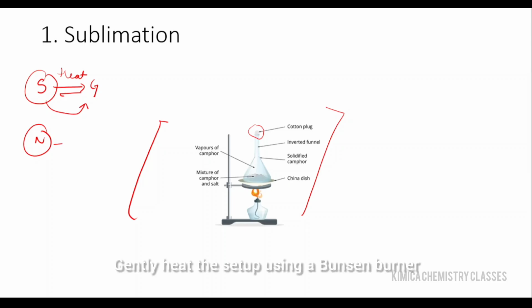Gently heat the setup using a Bunsen burner. As the camphor is heated, it sublimes and its vapors rise inside the funnel. Upon cooling, the vapors solidify and deposit as crystals on the inner wall of the funnel, while the sand remains undisturbed in the dish.